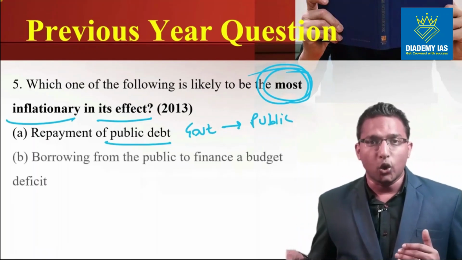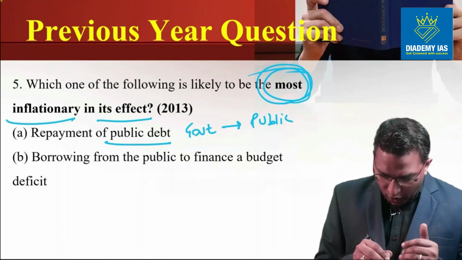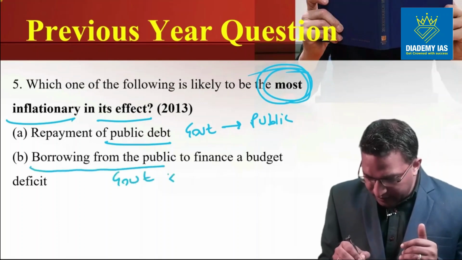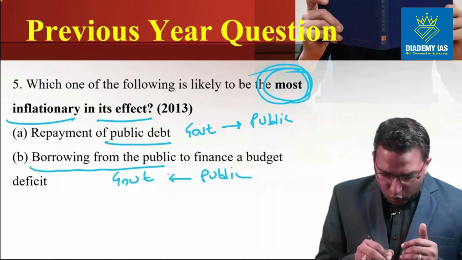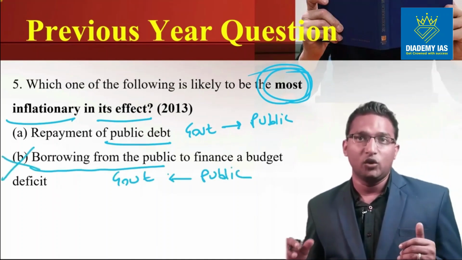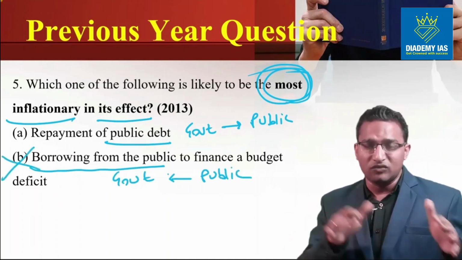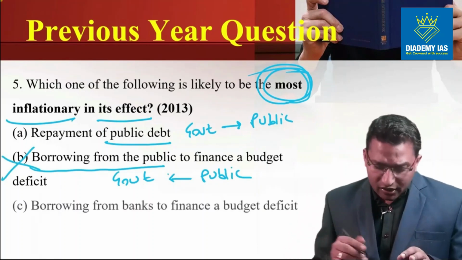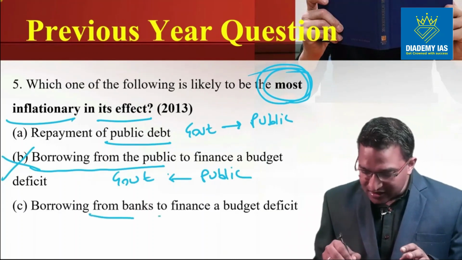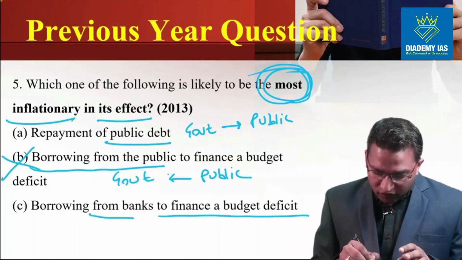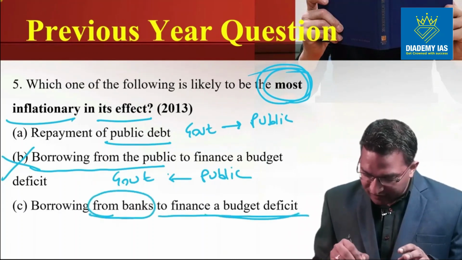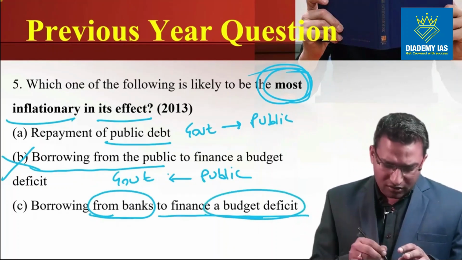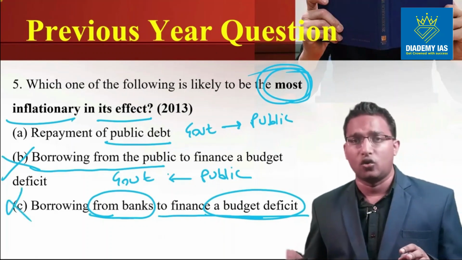Borrowing from the public to finance. Borrowing from the public, that means the government is receiving the money from the public. So this option is completely ruled out. This is not possible, because in this case the money supply is reducing from the market. Option C, borrowing from the banks to finance a budget deficit. Again, the government is bringing back the money from the system. So option C is also wrong.